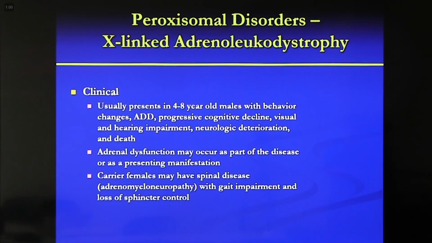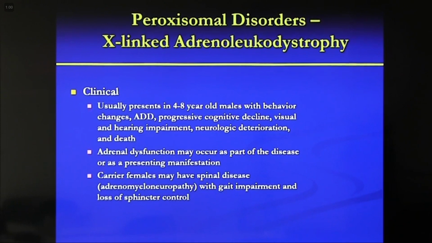Peroxisomal disorders. X-linked adrenoleukodystrophy has actually been the subject of some films. Usually you have a male who's kindergarten age and they start having behavior changes. They have attention deficit disorder, they say, and then the teachers say, well, a lot of kids this age have that. But then they have progressive cognitive decline, vision and hearing impairment, and they die within a few years. It's really bad. Adrenal dysfunction can occur, and carrier females can have spinal disease with gait impairment and loss of sphincter control when they're 40 to 60.